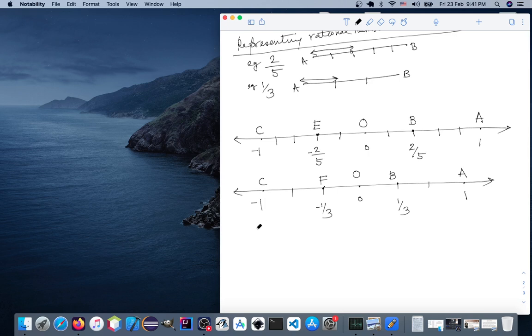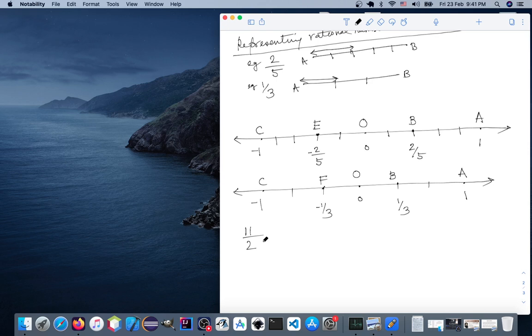So if you are given a rational number, now what about rational numbers like, say, these two rational numbers that are less than 1? What about rational numbers, let's say 11 by 2? This is also a rational number, right? P is 11, it is in the form P by Q. P is 11 and Q is 2. How do we represent this on the number line?